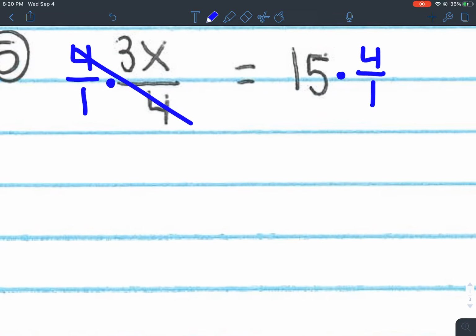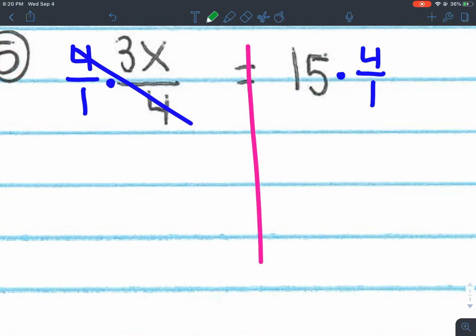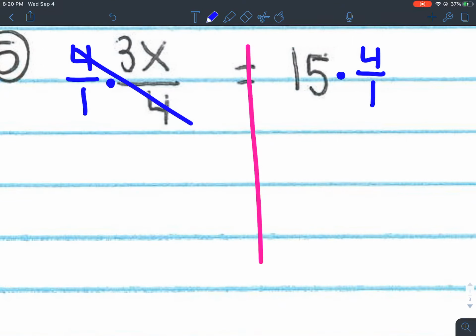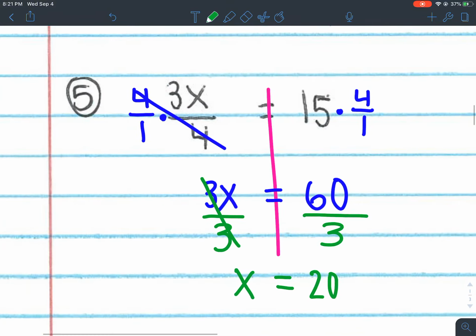So these are going to cancel. I forgot to draw my line again. I'm so sorry. I'm not used to drawing a line, so this is kind of brand new to me. But I do it because it helps. So, you know, why not? So now those 4's cancel, and I have 3x equals 60. And the next step here, I would divide by 3. So I have x equals 20.